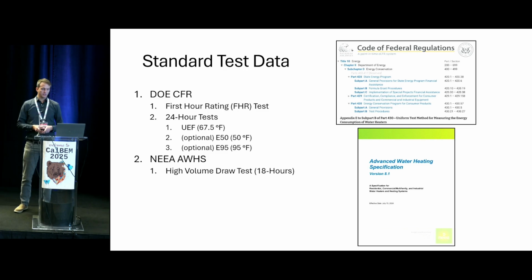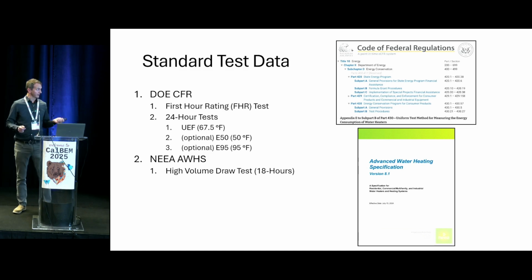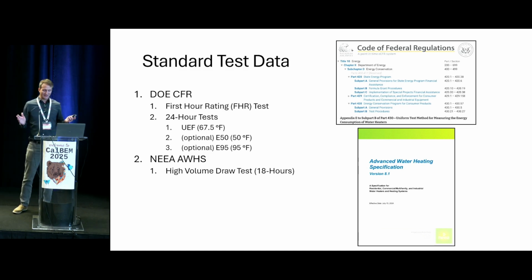The third source of data is standard test data. And we have two sources, two organizations that standardize tests for water heaters. The first is found in Appendix E to Subpart B of Part 430 of Chapter D of Chapter 2 of Title 10 of the Code of Federal Regulations. If you want to read it, that's how you find it.